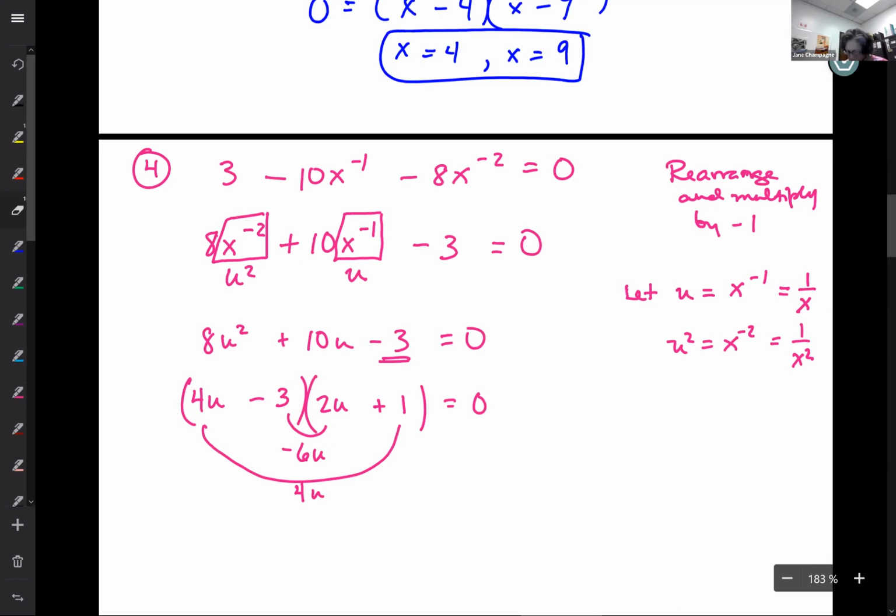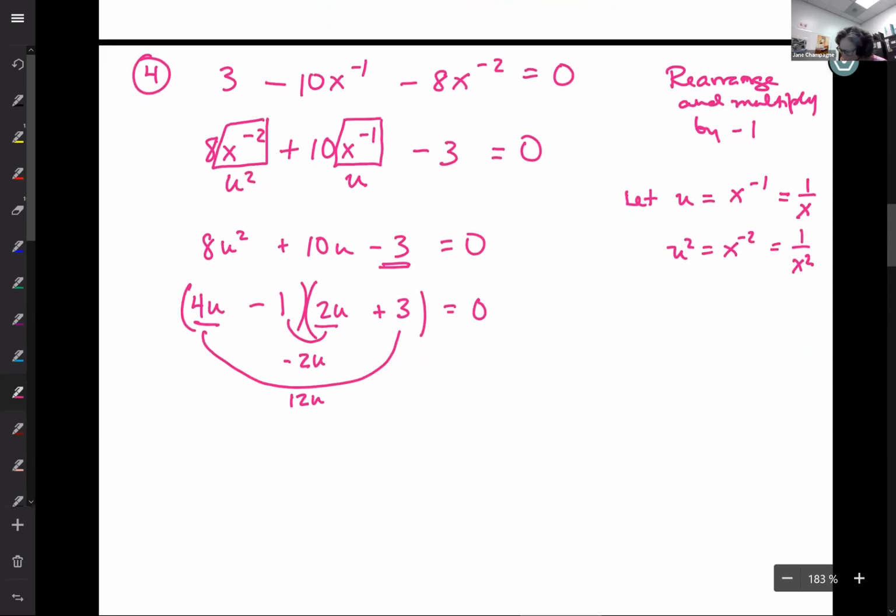This does not give us 10u in the middle, does it? So I'm going to switch the 3 and 1. I'll put the 3 over here and the 1 here. And then I get a 12u and a minus 2u. That's more like it. That does give you 10u. So notice just switching the two numbers around changes it a lot when you have leading coefficients.